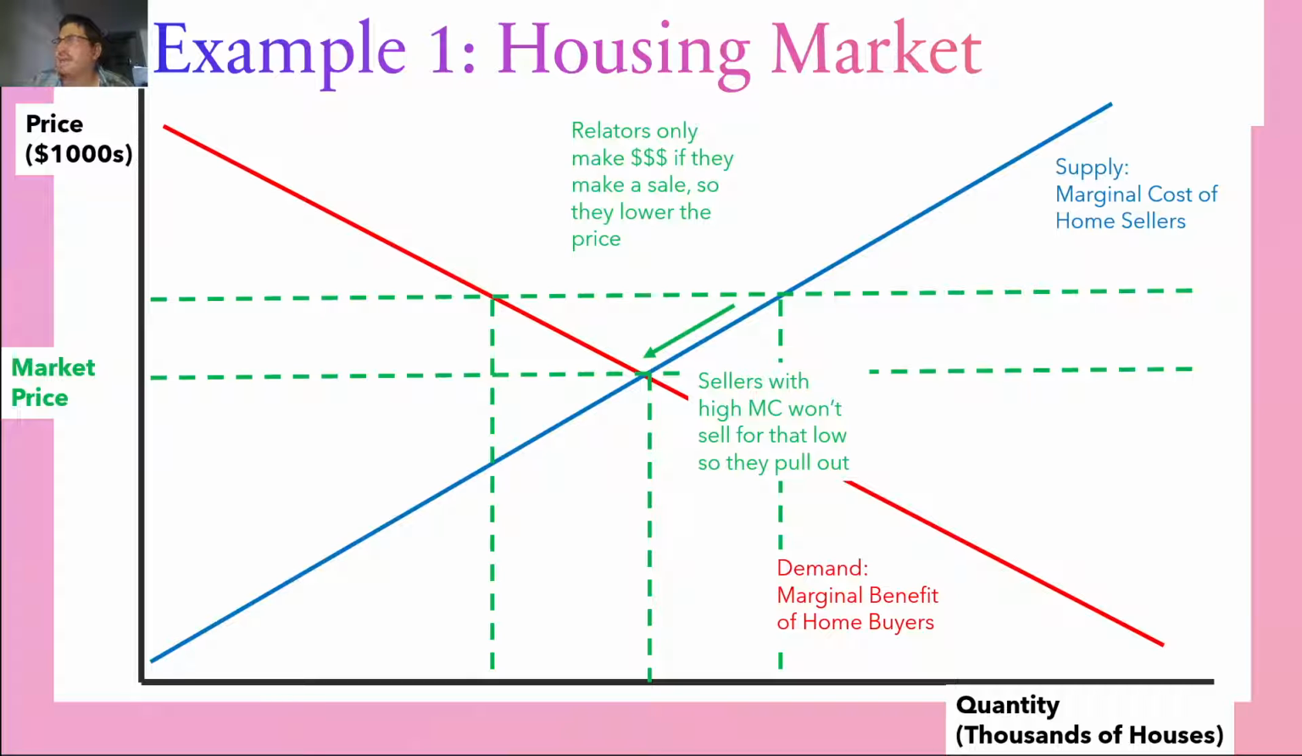What happens is that some sellers with high marginal costs, the people here, say, okay, I don't really want to sell my home for that value, so I'm going to exit the market. I'm not going to sell my home anymore. So they pull out. And so many of them pull out that the market reaches this equilibrium here, the crossing point of supply and demand.